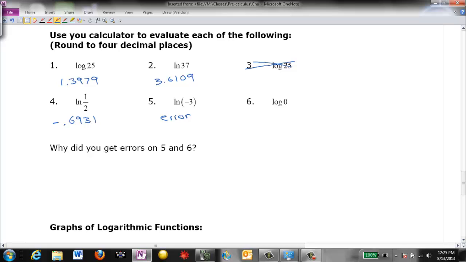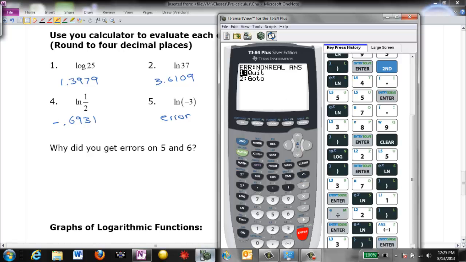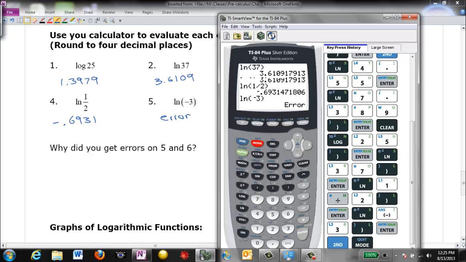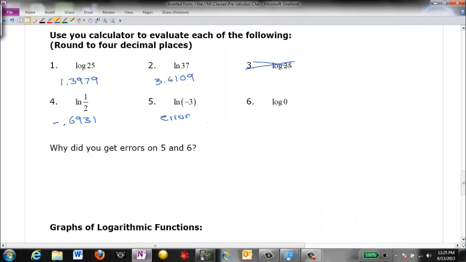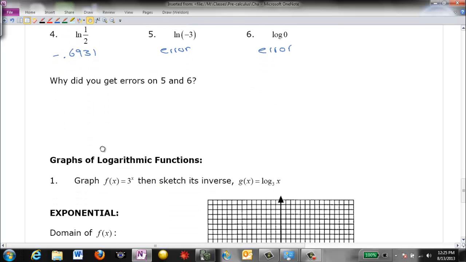Let's try number 6 here, log of 0. That shouldn't be a problem, right? Well, let's see. Log of 0. Okay, hit enter, and again we get an error. I wonder why. So we get an error, and let me explain to you why we get errors on number 5 and number 6. This is always important to pay attention to when we talk about any kind of function. It's important to keep in mind the domain and the range of the function that you are dealing with.